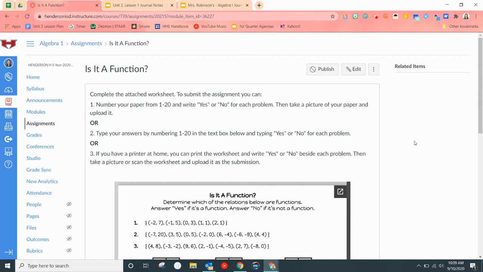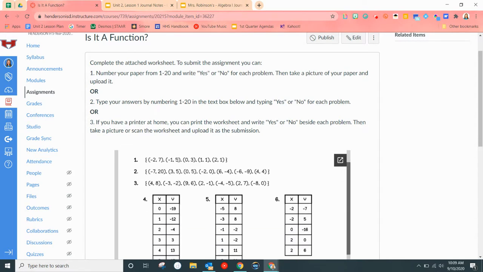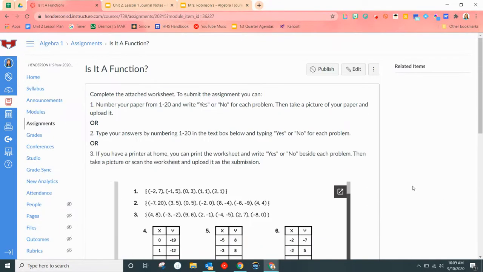So you have 3 options of how you can complete this assignment. The first thing you can do is up here at the top on yours, you'll have the button that says submit assignment. Click that. You can take a piece of notebook paper and just number it 1 through 20, and beside each number put yes or no. Is number 1 a function? Yes or no? Or you could, when you hit submit assignment, there's also going to be a text box option down below. You could number 1 through 20, and you could put 1, yes, 2, yes, whatever, yes or no for each one.